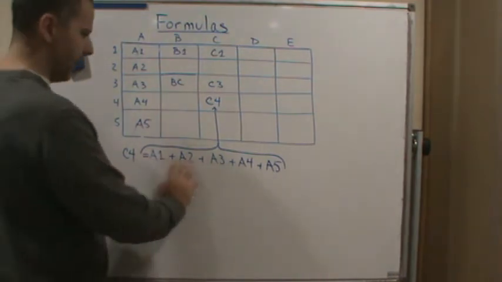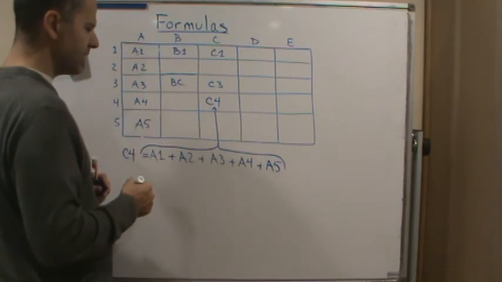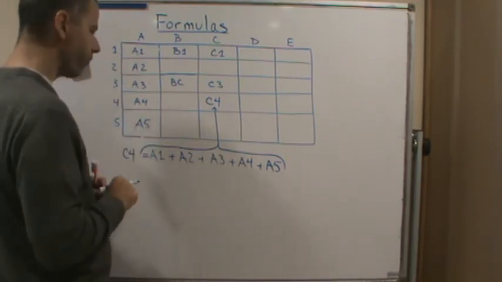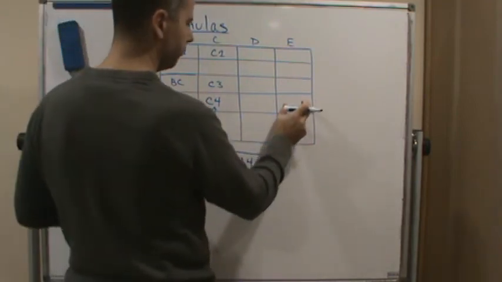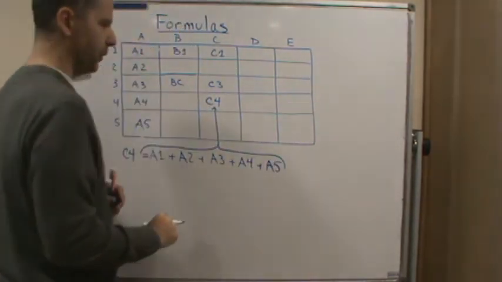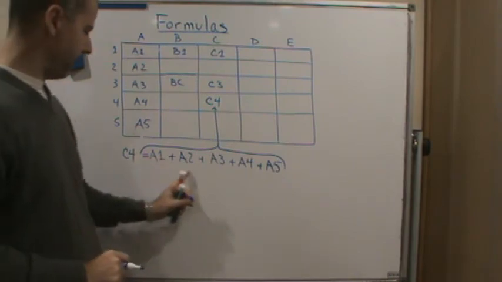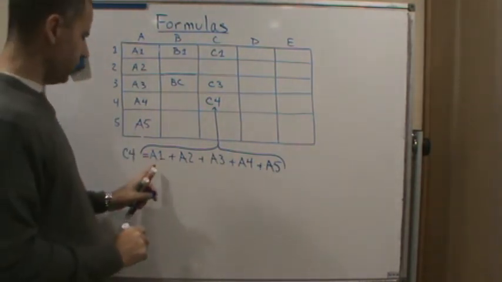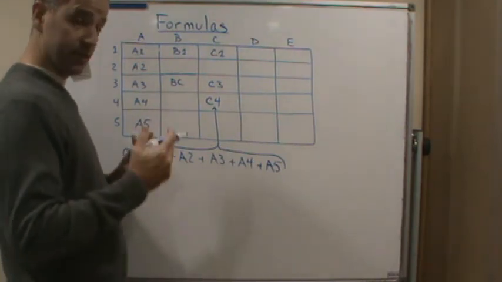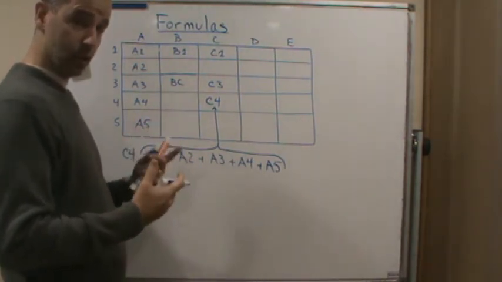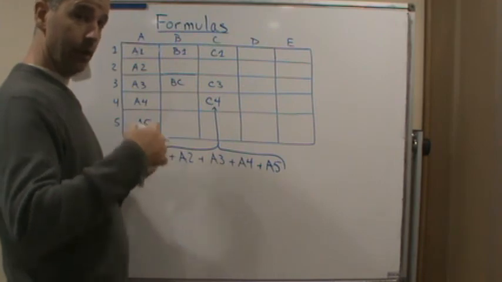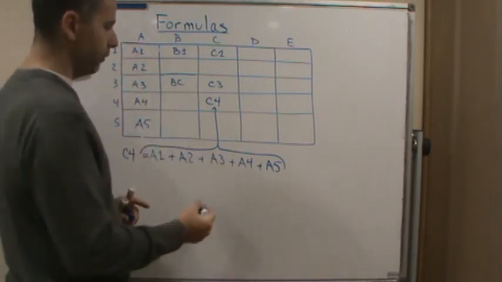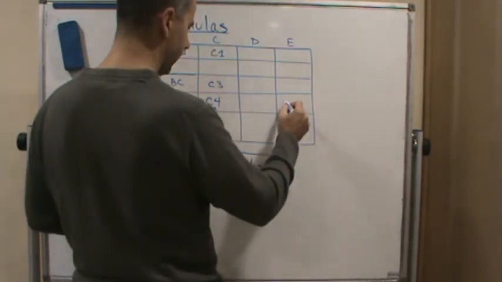And I've added them up. But now let's say, you know what? I want to put the average in here. Let's say I want the average of these numbers. Well, what's the average? The average is the sum of the numbers divided by the total number of values I have. Well, how many values do I have? I have 5.